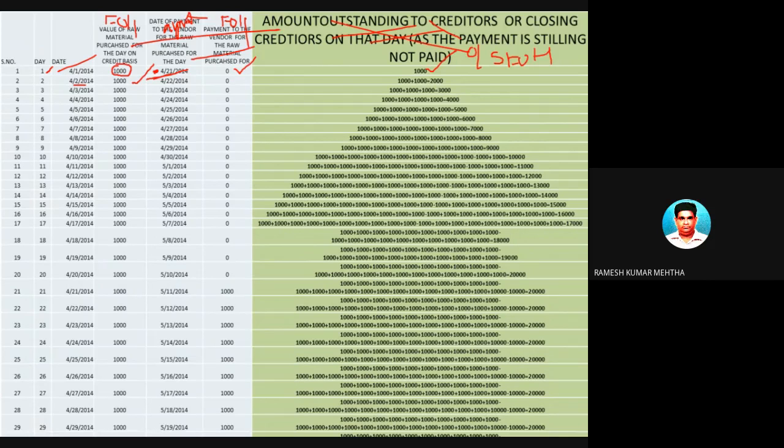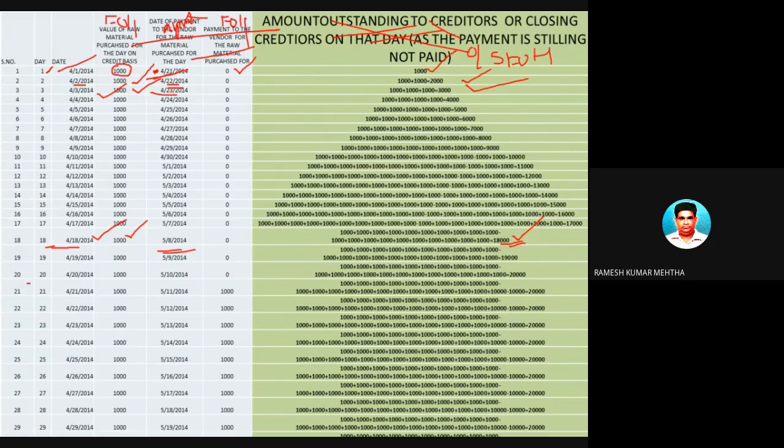On the second day, on similar lines, 1000 rupees is incurred, which I will pay on the 22nd, so 2000. On the third day, another 1000 rupees, which I will pay on the 23rd. So 3000. Similarly, for the 18th day, I have incurred factory overheads of 1000 rupees, which I will pay after 20 days. So on the 18th day, accumulated outstanding factory overheads are 18,000 rupees.